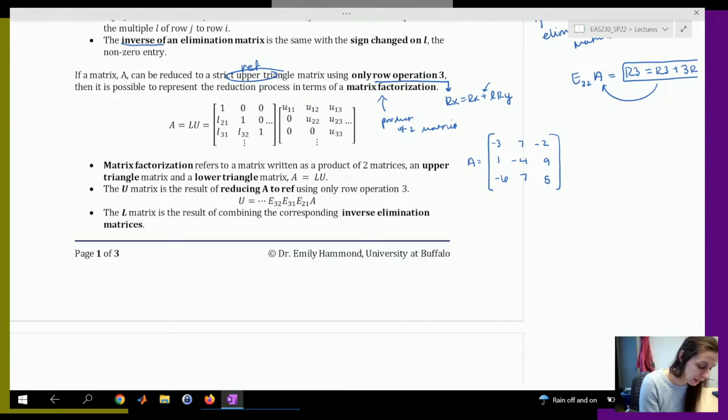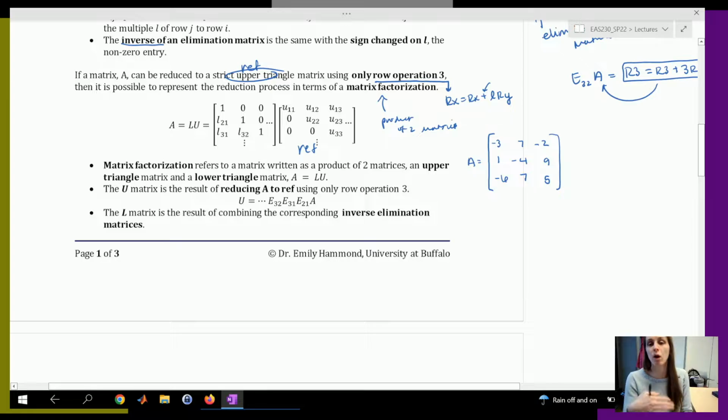We can represent A as the product of two matrices, or L times U, where L is going to be a lower triangle matrix, U is an upper triangle matrix. So U here is going to be REF. That's U. After we do our row operations, we're going to get U. Keep in mind, only row operation 3. So for a 3 by 3, we need to do 3 row operations.